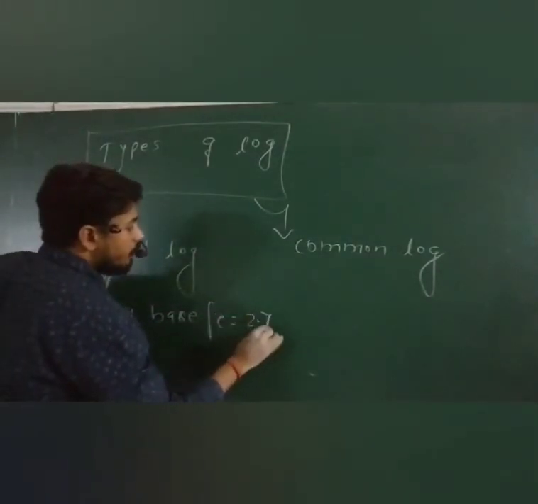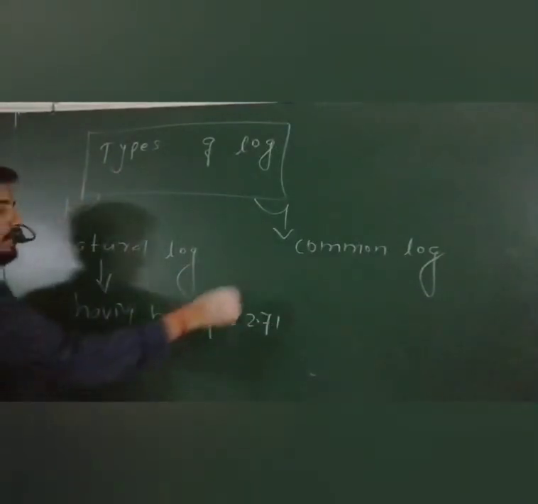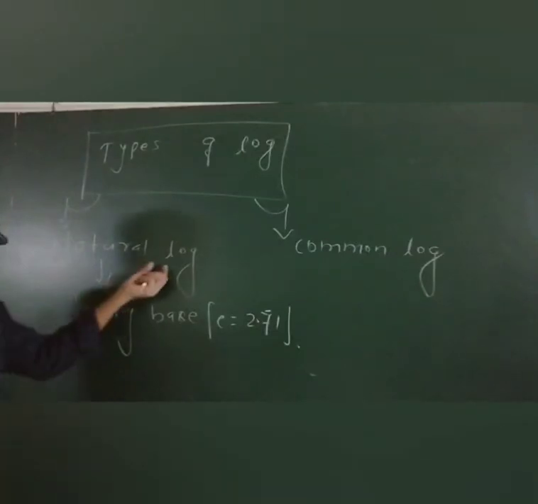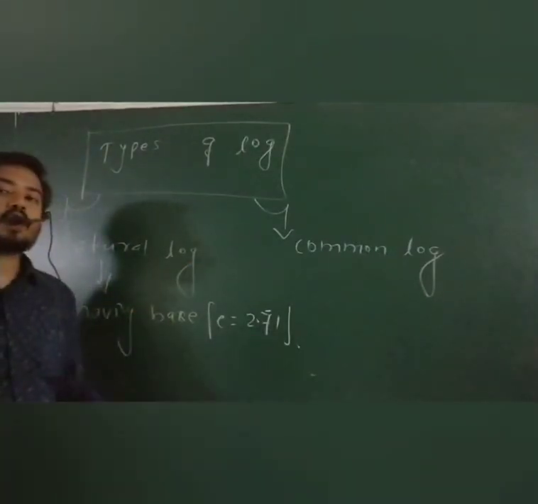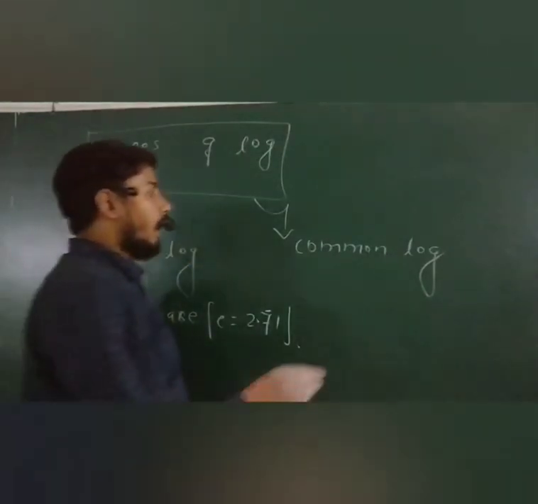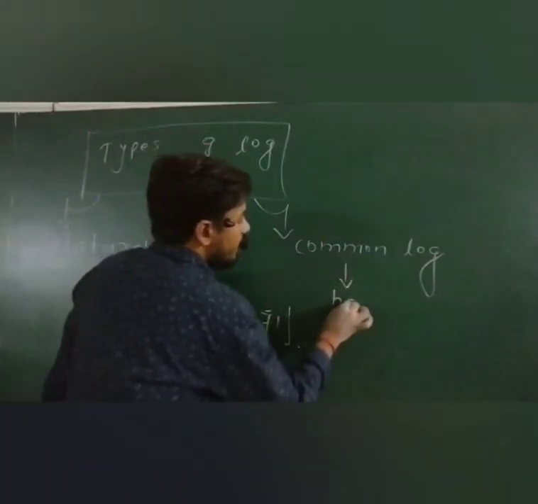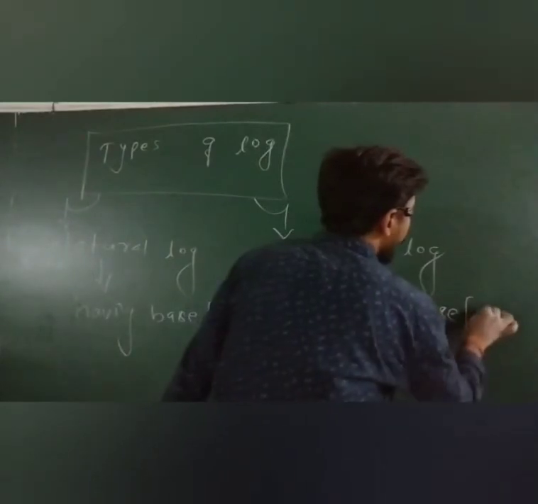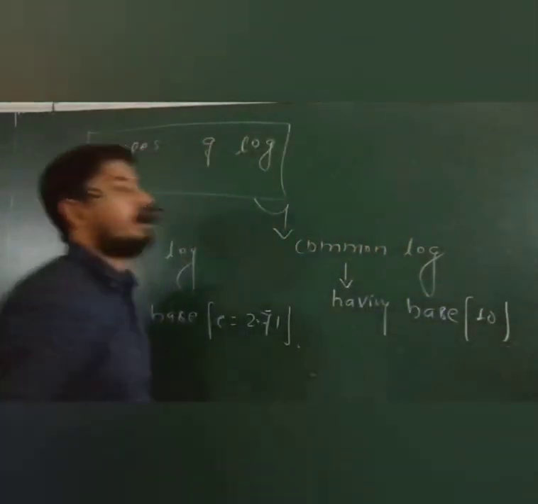Base e means the exponential number, 2.71, non-terminating like that, right? So the log whose base is e is called natural log, and the log whose base is 10 is called common log.